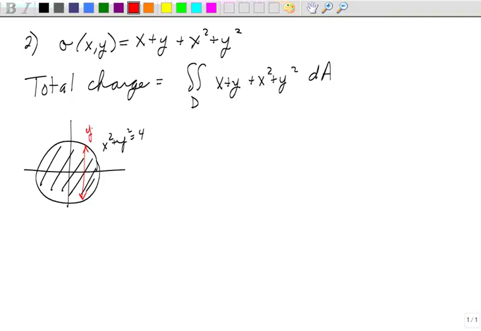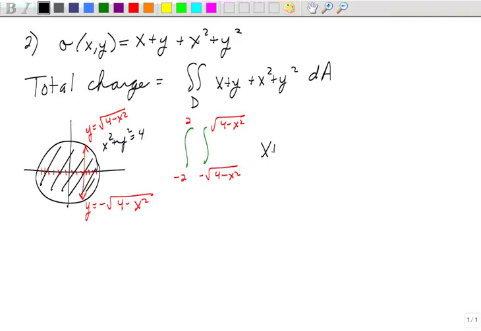we have y equals the square root of 4 minus x squared. Here we have negative square root of 4 minus x squared. Okay, and then we're going from negative 2 to 2 since the radius of that circle is 2. So we're going to go from negative square root of 4 minus x squared to square root of 4 minus x squared, negative 2 to 2, of the charge density.